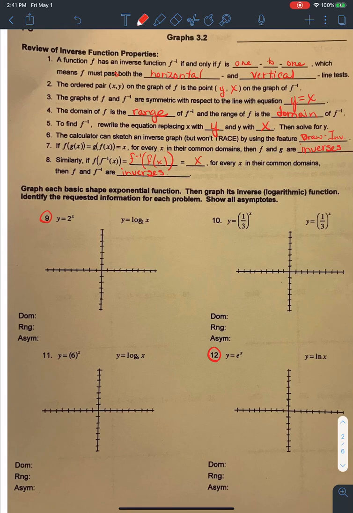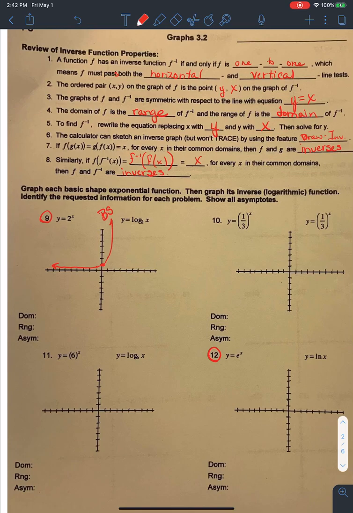So let's look at this guy. First and foremost, y equals 2 to the x power. To me, that means I'm going to have this point, because I always have that point when I have an exponential. This guy, and this guy, and he's going to look a little bit like this. Okay, that's my basic shape. And then I'm going to graph my logarithmic function that goes with that.